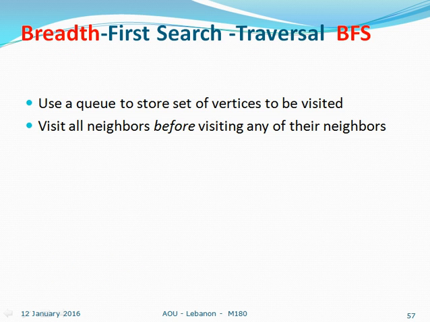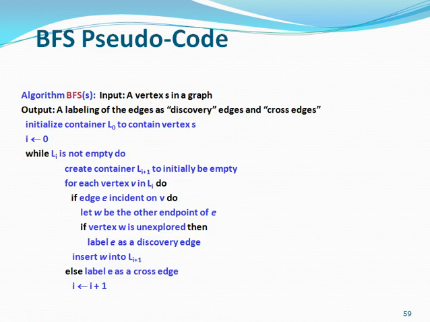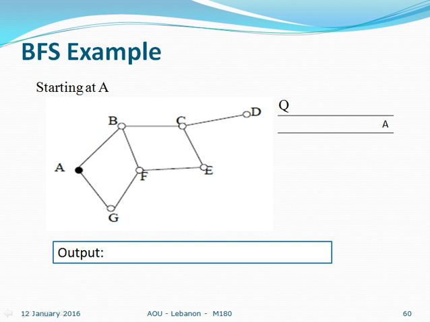Now coming to the second technique, or the second method, called breadth first search traversal. In this one we are going to use a queue instead of a stack to store the set of vertices to be visited, and visit all neighbors before visiting any of their neighbors. So here the technique is that we are going to visit for any particular node all its neighbors before visiting their neighbors.